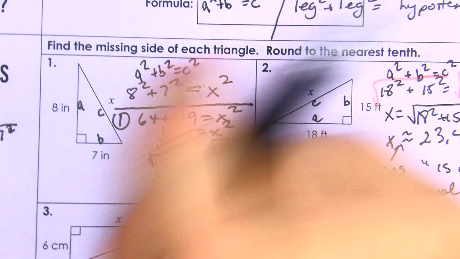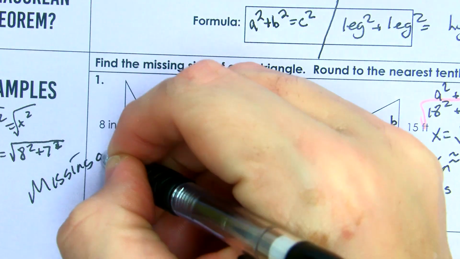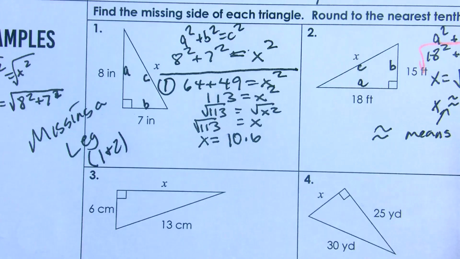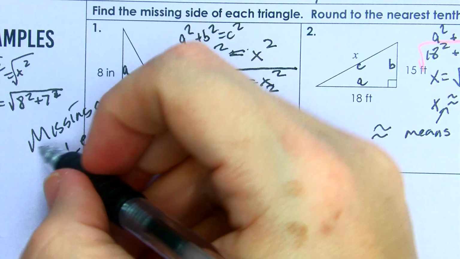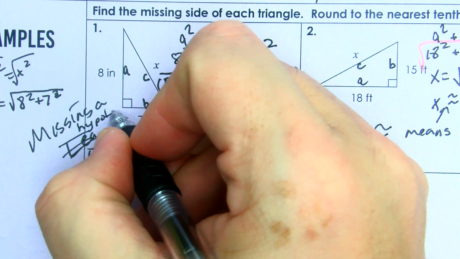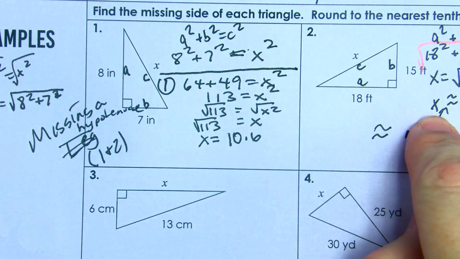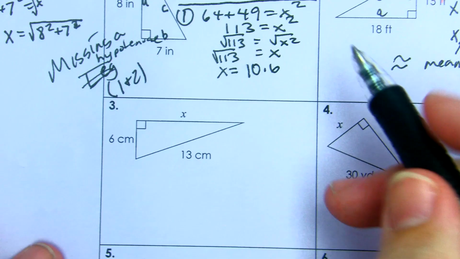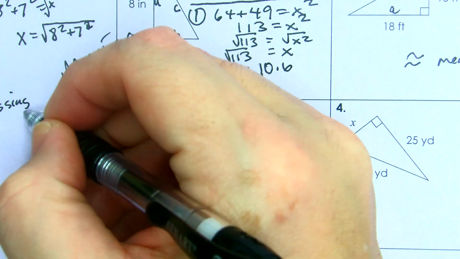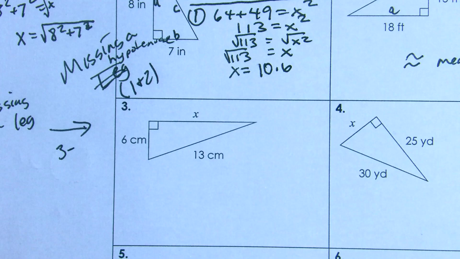All right, so this is if you're missing a leg. Or, no, missing a hypotenuse, sorry. Rough morning. So if you're missing a hypotenuse, 1 and 2 is going to be your go-to. If you're missing a leg, 3 through 6.